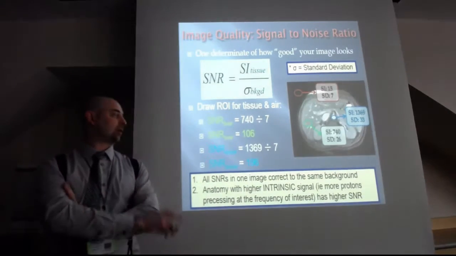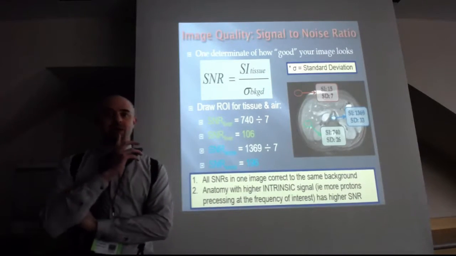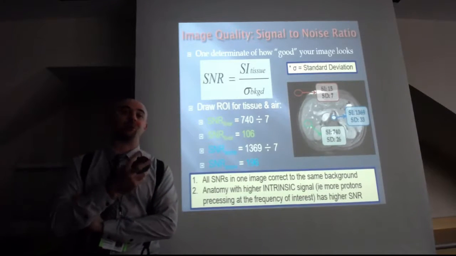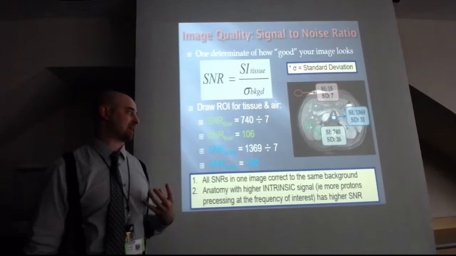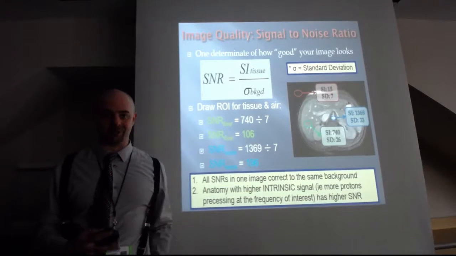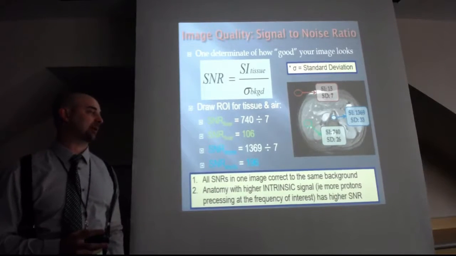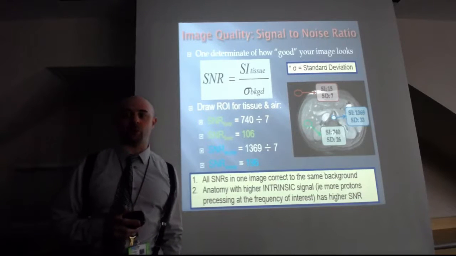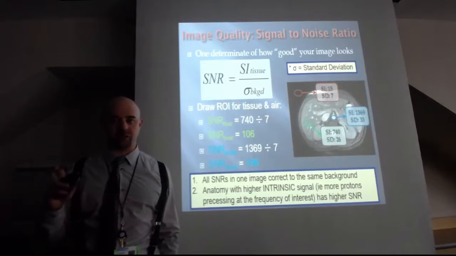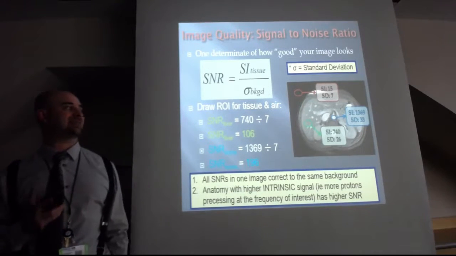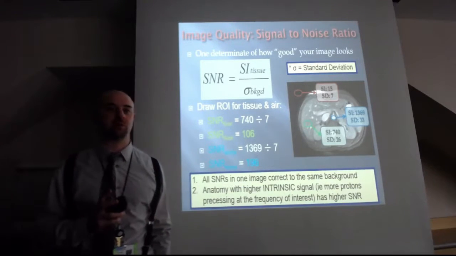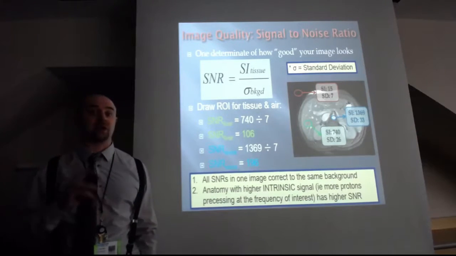Now let's look at the aorta. Draw an ROI there. We see that the aorta, because it's much brighter, we actually have a lot more signal there, and so the SNR in the aorta is about 200. So the signal-to-noise ratio of the aorta in this image is about double that of the liver parenchyma. Now there's a couple important things to note here. All SNRs in any image will always correct to the same background value. And any anatomy that has higher intrinsic signal for whatever that sequence is that you're doing will have a higher SNR. So that is fact and truth.